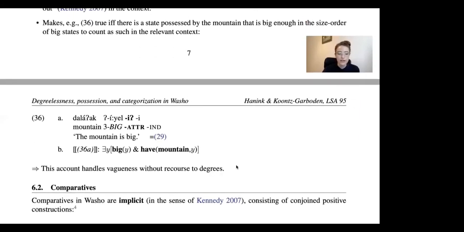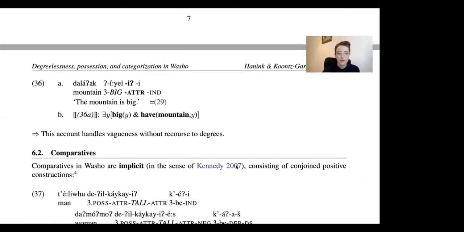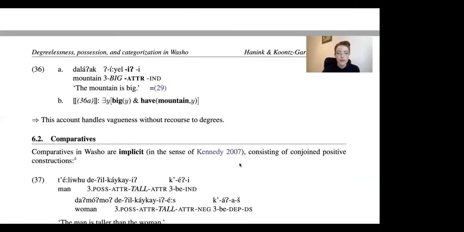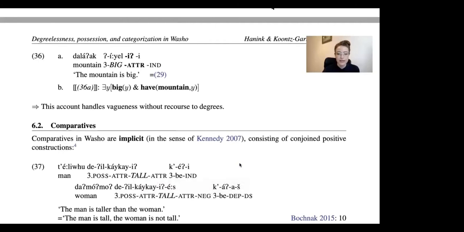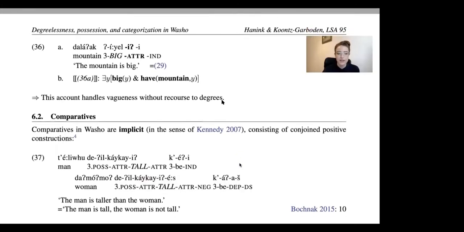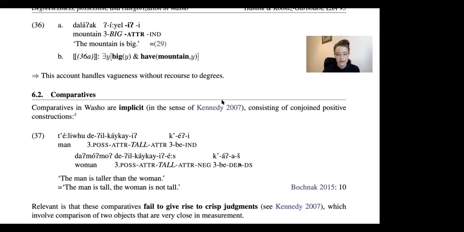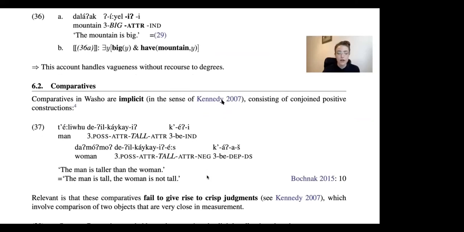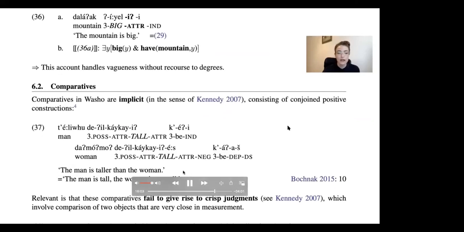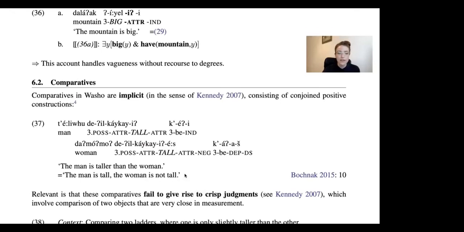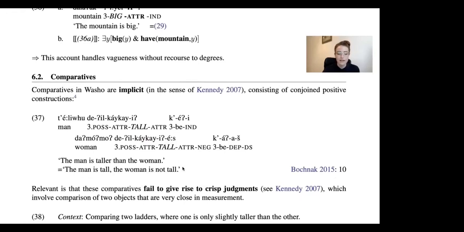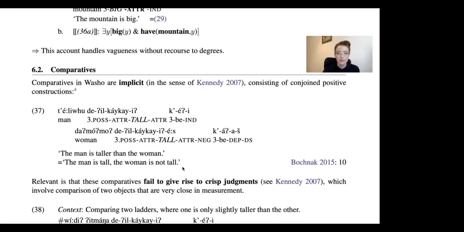Now, another construction that's crucial here has to do with comparatives. Comparatives in Washo are implicit when they consist of conjoined positive constructions. So rather than making use of a degree morpheme like more, Washo simply uses conjoined propositions, as you see in 37. So to express a meaning like in English, the man is taller than the woman, what we have is the man is tall, the woman is not tall.